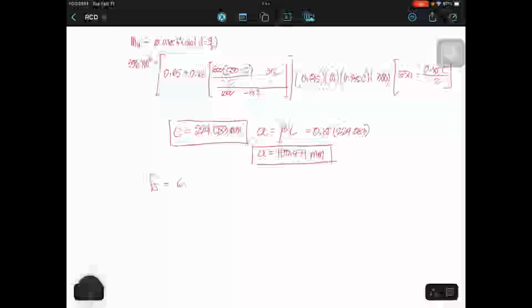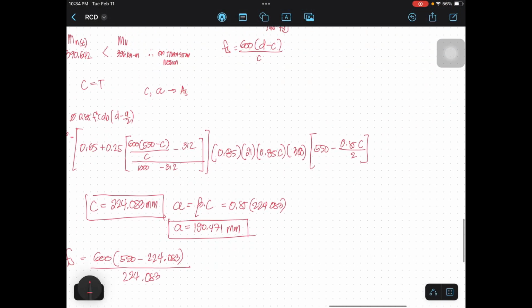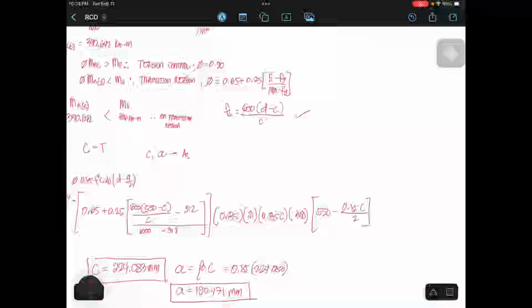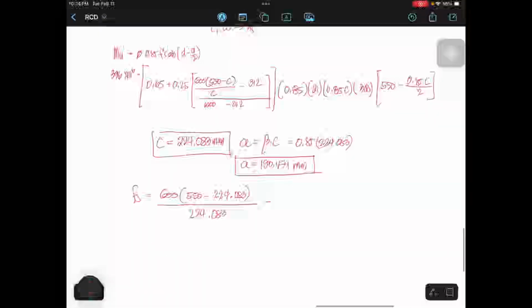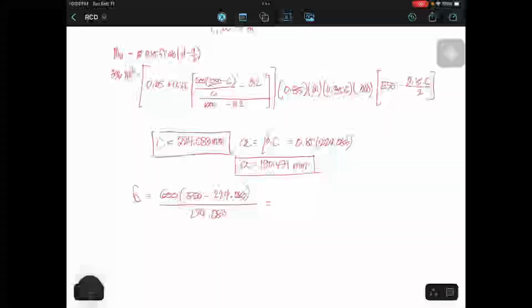So Fs is 600, depth of 550 minus the distance to the neutral axis of 224.083 over 224.083. This comes from the equation we had earlier. Next, the tensile strength of the steel reinforcement is 872.669 megapascal.